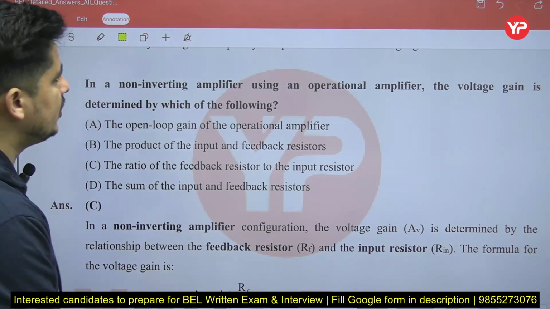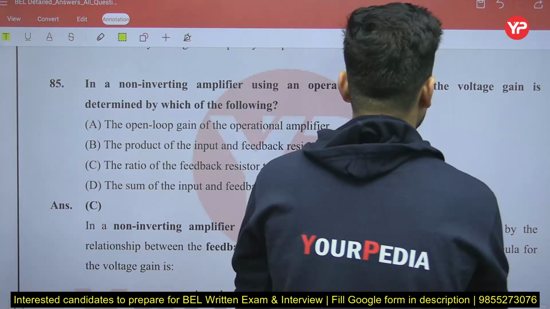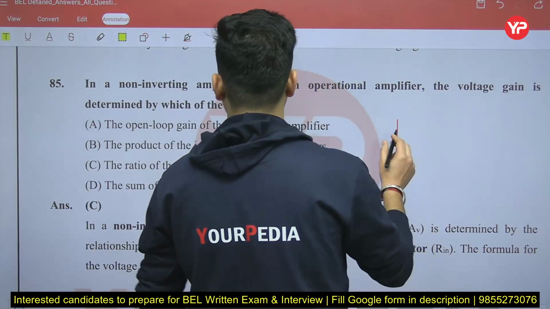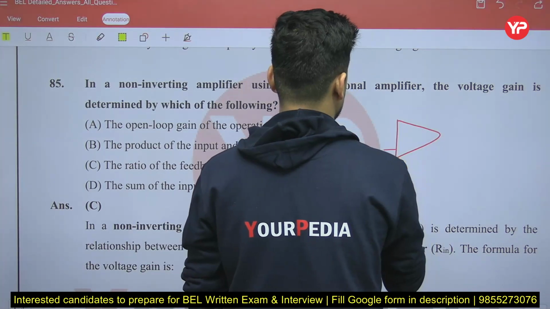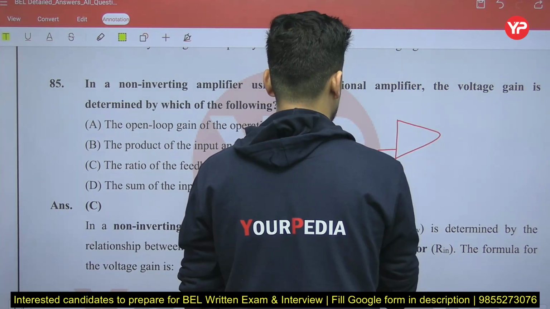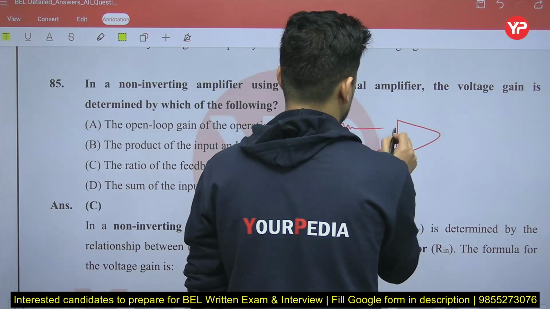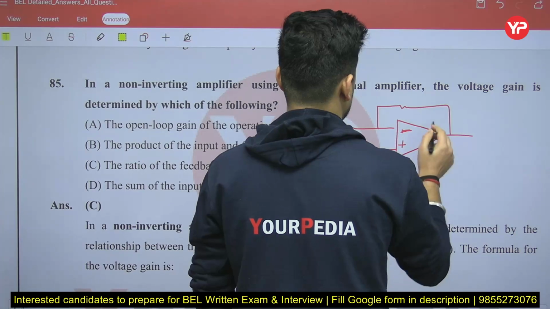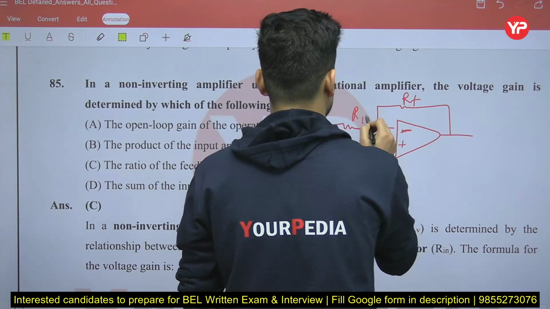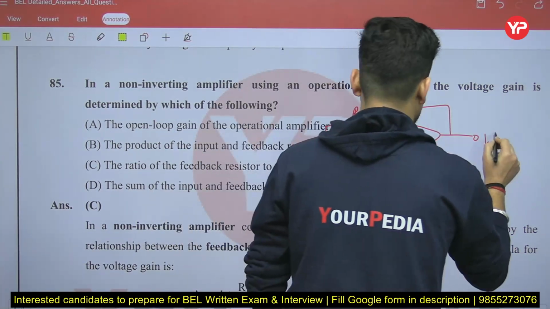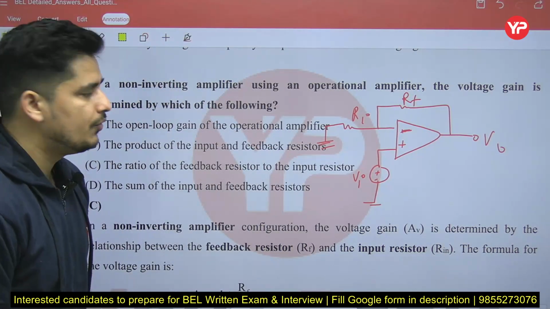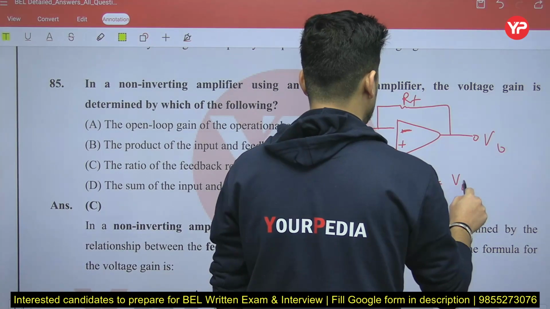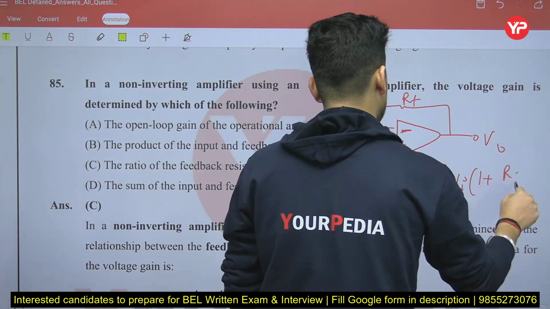For a non-inverting amplifier using an operational amplifier, the voltage gain is determined by which of the following? You have a non-inverting amplifier, and we are giving the input Vi here. This is the figure. We have to calculate the output. For a non-inverting amplifier, Vout equals Vi times 1 plus Rf upon R. This is the formula.